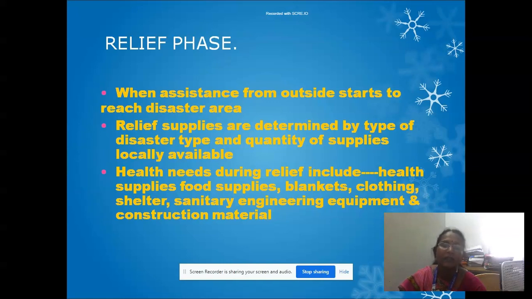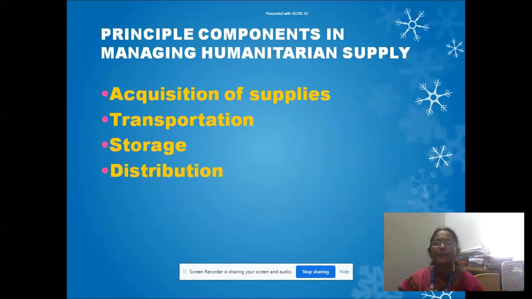What are the health needs to be given during the relief time? Means food. We have to give proper nutritious dietary food. Food supply is to be there. Blankets, clothing, shelter, sanitary engineering equipments, construction materials, purified water, everything is needed during the relief phase.